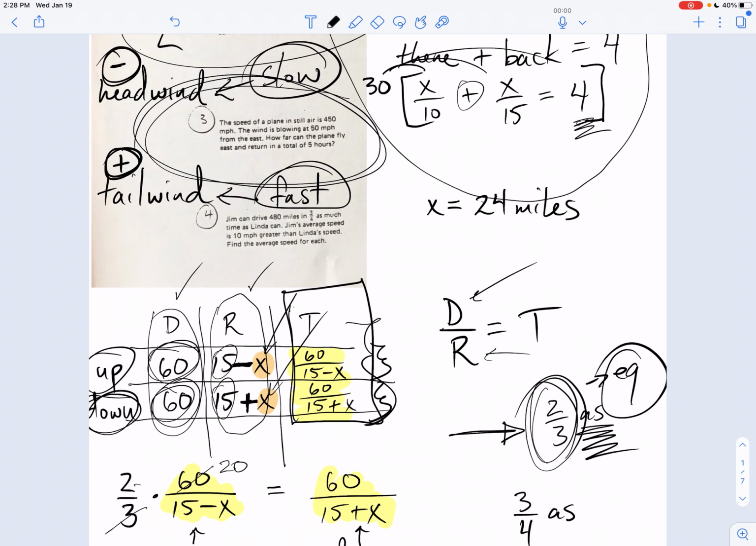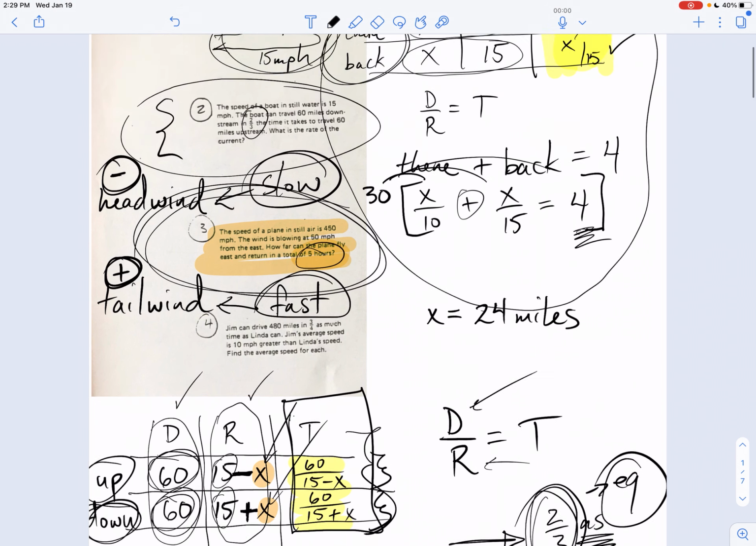Let's look at problem 3. There's a lot of noise here, but here's problem 3. It says the speed of a plane in still air is 450 miles per hour. Here they go with that still stuff again, still air. So it's going 450. The wind is blowing at 50 miles per hour from the east. Is that blowing against me or with me? Is that a headwind or a tailwind? Well, let's read on. How far can the plane fly east and return in a total of 5 hours? Now look, 5 hours is the total here.